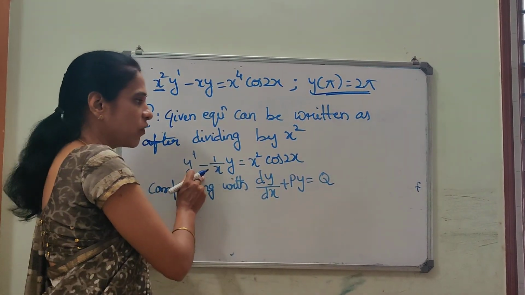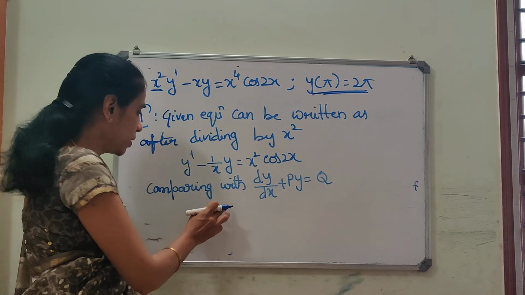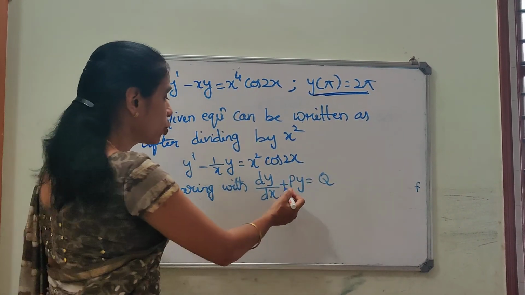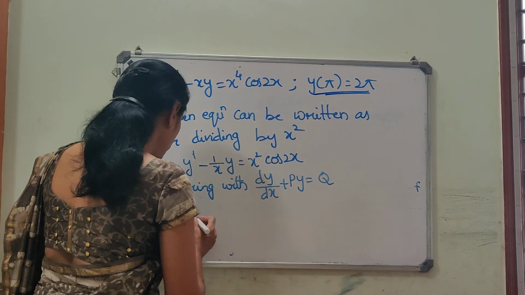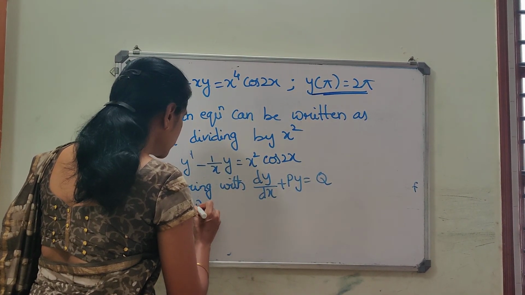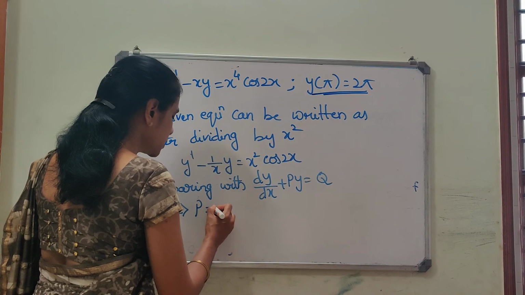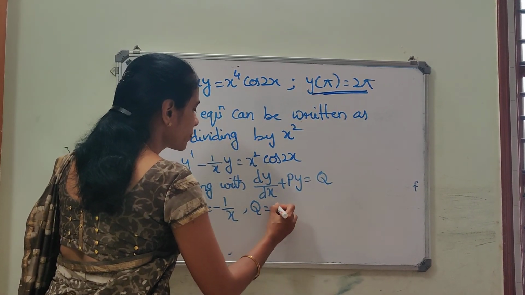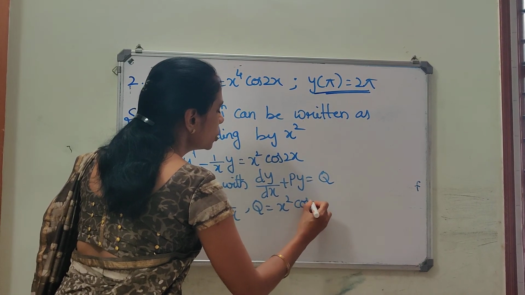See, first step is over now. I have written it in the standard form. So I am going to compare this. That is the second step where I am going to find p and q. That gives you p is equal to minus 1 by x, and q is x square cos 2x.